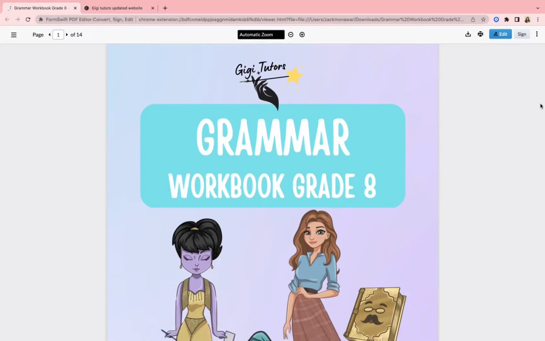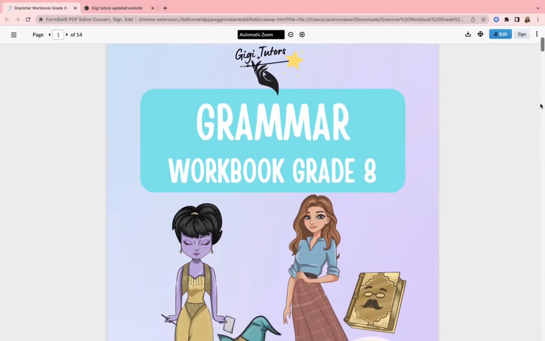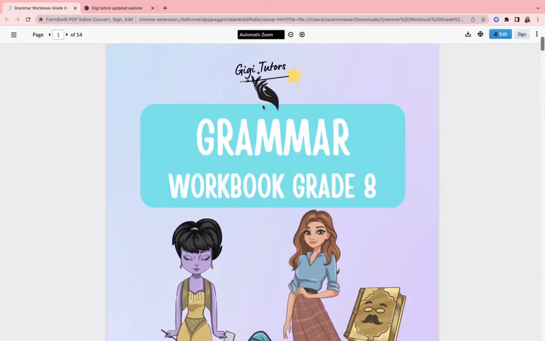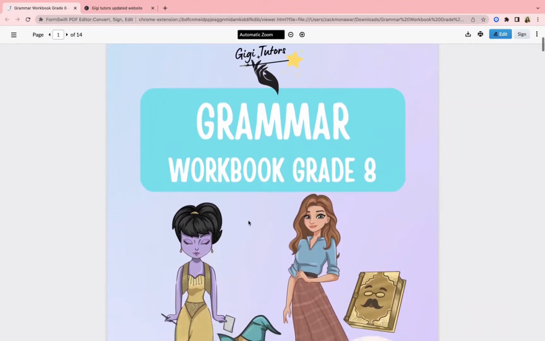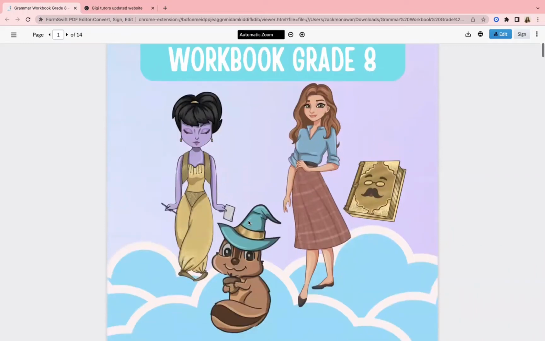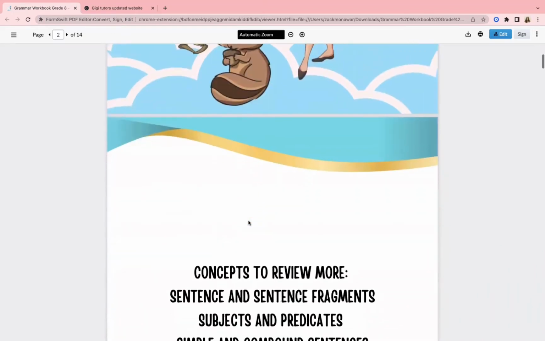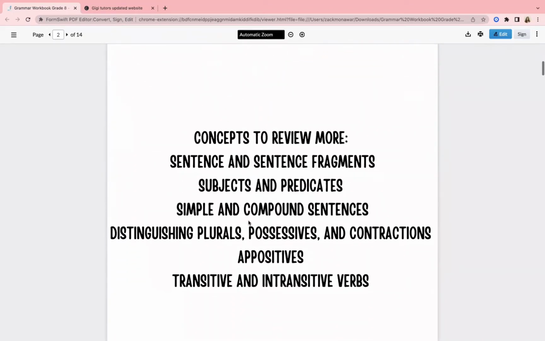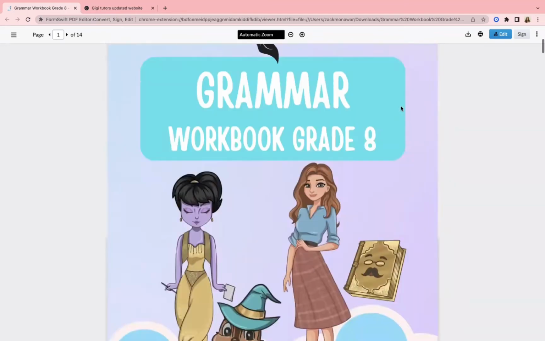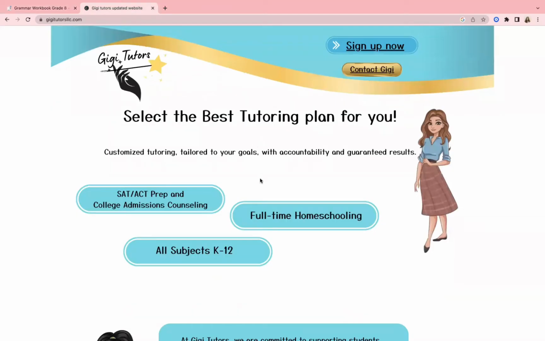It's Gigi Tutors, and today we're going to be walking through one of the workbooks I've created for my 8th grade students. When I'm tutoring for reading comprehension, a big part of that is grammar application. This specific workbook recaps all of the lessons that I've taught them this month. These workbooks are custom made for every student.